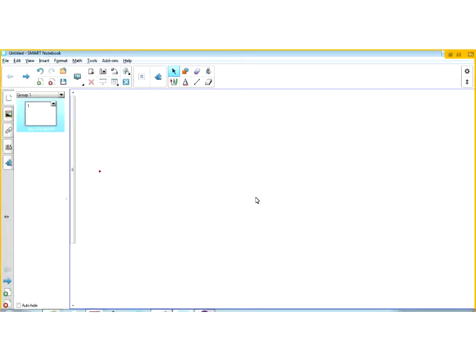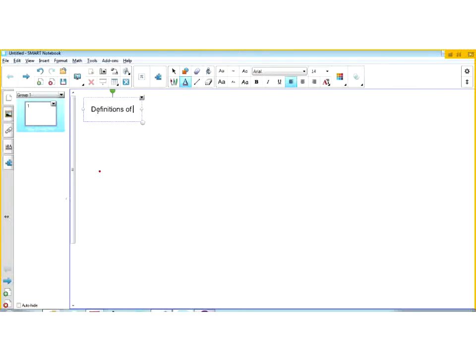Okay, so we're going to continue on with Chapter 2. This will essentially be lesson number 2 from Chapter 2. So today's topic will essentially be a discussion of the definitions of trigonometric functions.